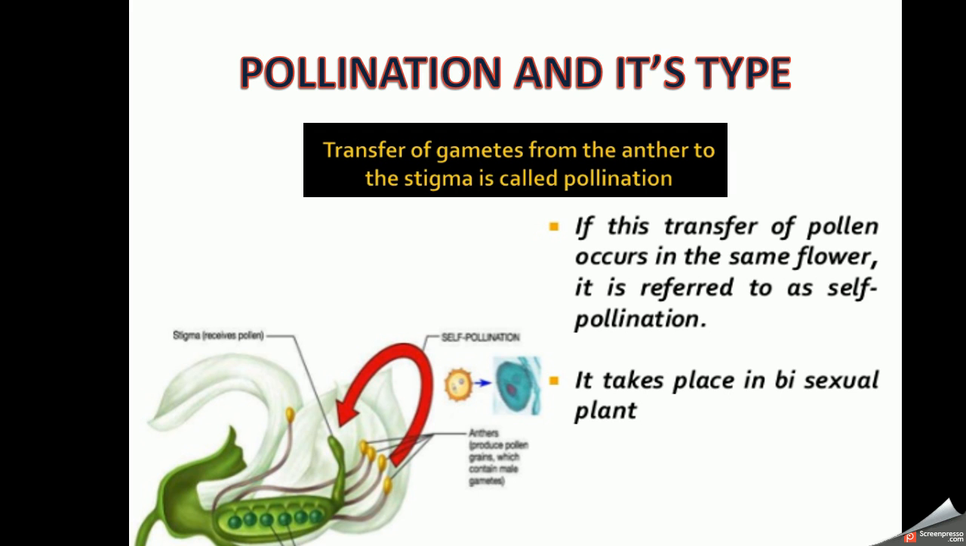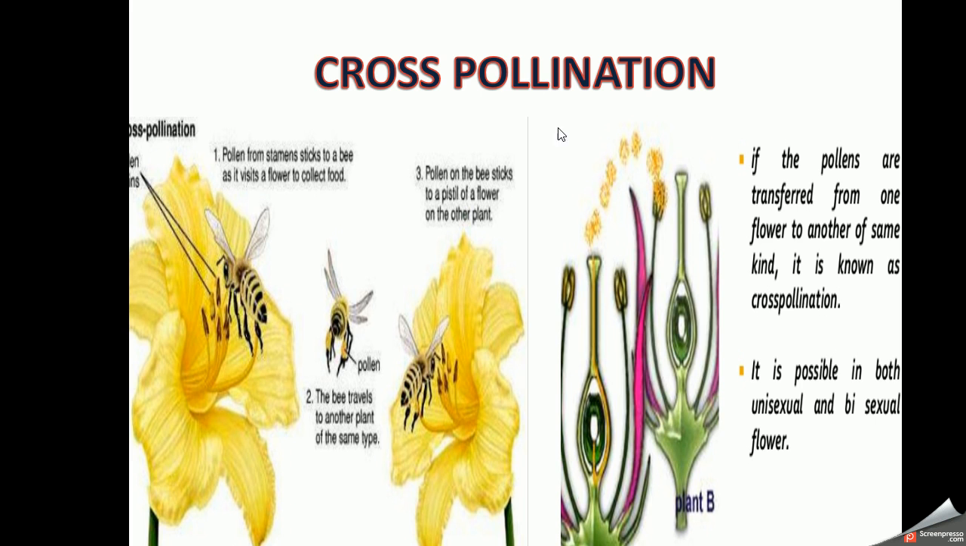When insect sucks the nectar, these pollen grains get stuck to the body, to the beak of an insect, and it transfers to the stigma while sucking the nectar from the stigma also. So this is known as pollination. Pollination means transfer of pollen grains from anther to stigma. Now this pollination is of two types. One is self-pollination and another one is cross-pollination.